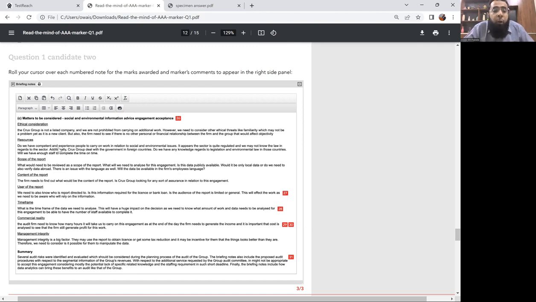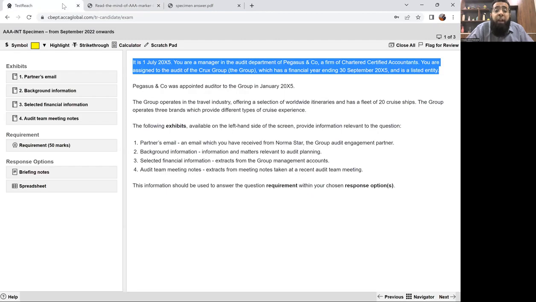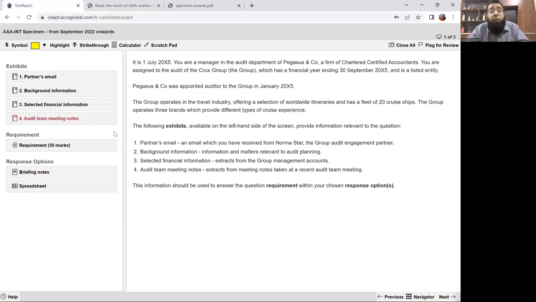Resources: do we have competent and experienced people to carry out work in relation to social and environmental work? It appears the sector is quite regulated, and we may not know the laws in relation to the sector. Additionally, the Crux Group deals with governments in foreign countries. Do we have knowledge relating to legislation and environmental laws in those countries? Will we have enough staff to complete the engagement? Again, the point is misguided. Okay, it was never referred to as a point relating to foreign countries.